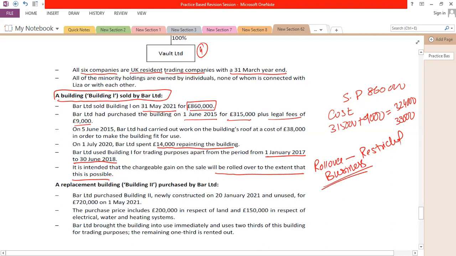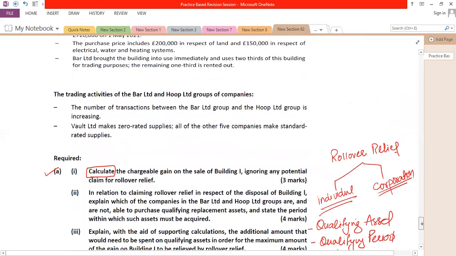Look, it's very important to carefully read the requirement of the question and then carefully read the question. There are easy marks like this. In this example, it's very easy to calculate the chargeable gain on building 1. Easy 3 marks because there is no effect of rollover relief. So it's not like the whole paper is difficult. There are very easy marks. So in the exam setting, always find out from each question, from each part question, what are the easy marks.